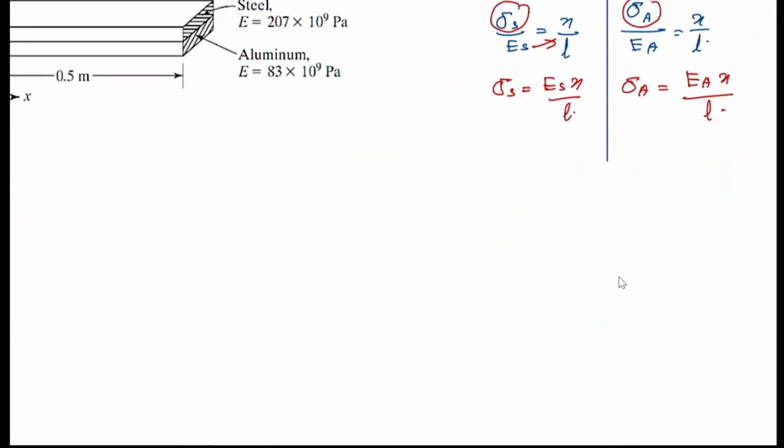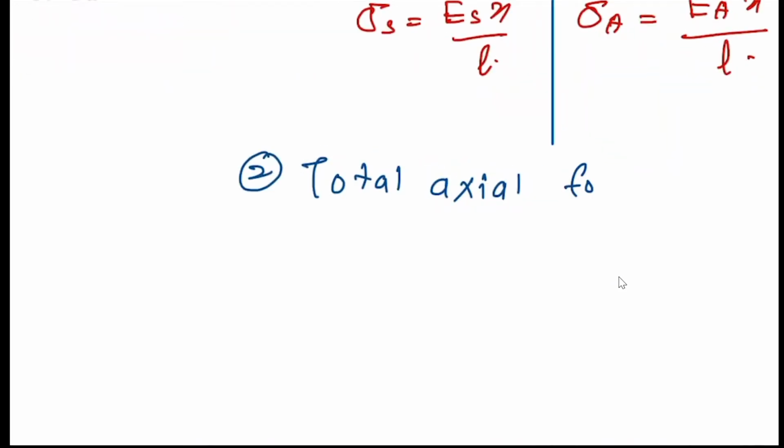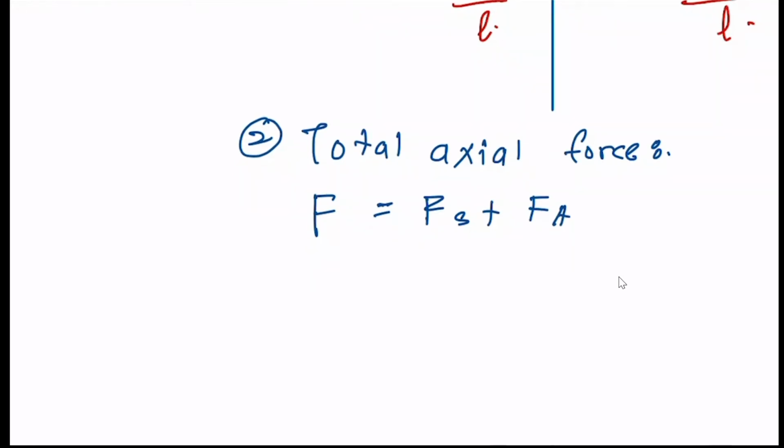Next we have to find the total axial force. The total axial force will be the axial force for steel plus the axial force from aluminium, right? There are only two materials, so there's only force for steel and force for aluminium.